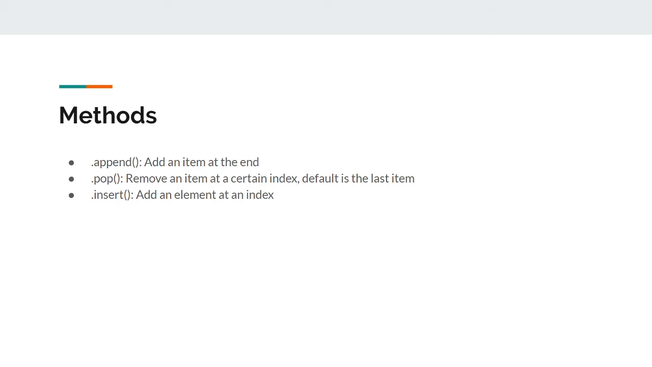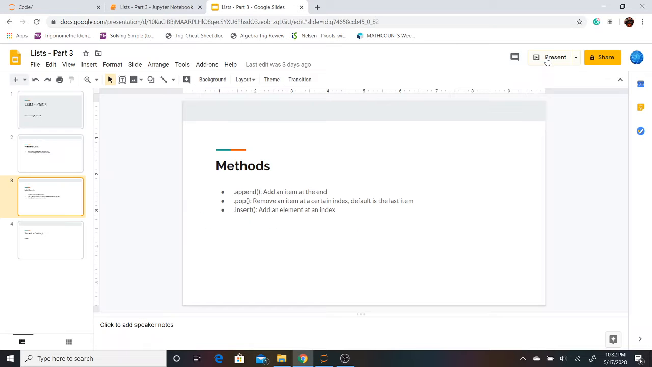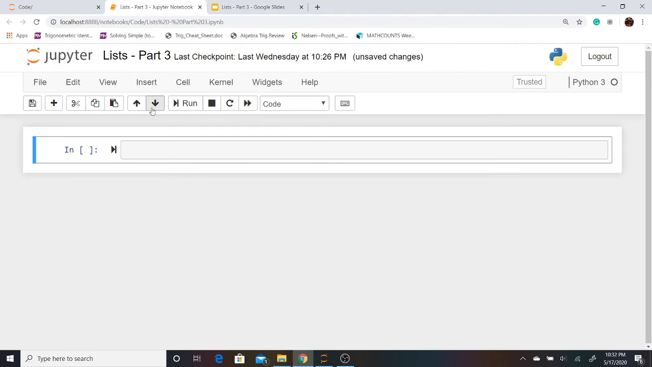The .append method, which adds an item at the end, the .pop method, which removes an item at a certain index, and if you don't put in an index, it will remove the last item, and the .insert, which adds an element at an index. So now let's go code in a Jupyter notebook.